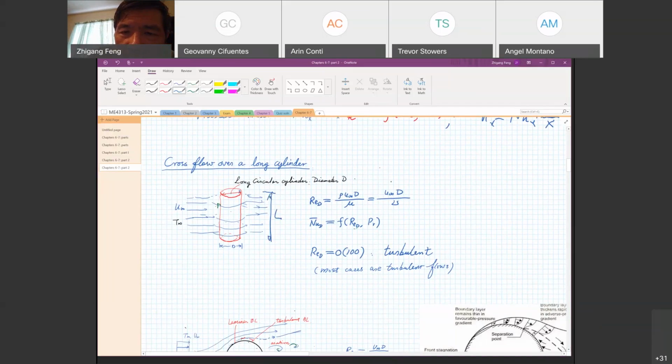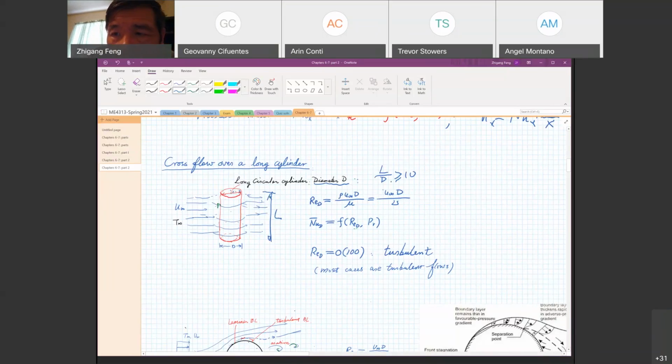In general, if L over D is larger than 10, so the length is about 10 or more times the diameter, then we can claim this is a long cylinder. And the end effect, the cylinder has two ends, the top end and the lower end. The end effect can be neglected. We only need to consider what happens at the side surface of the cylinder. So that's the concept of a long cylinder.